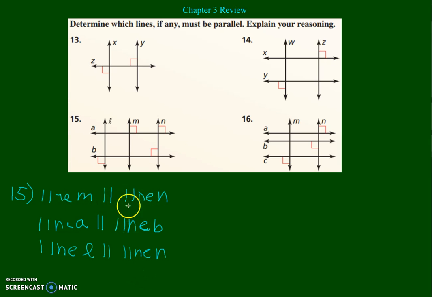And now we have an interesting situation set up here. We know that line M is parallel to line N, and line L is parallel to line N. So we have parallel line transitivity involved here. So if line M is parallel to line N and line N is parallel to line L, then line M must be parallel to line L. So line M is parallel to line L. And now for problem 16.